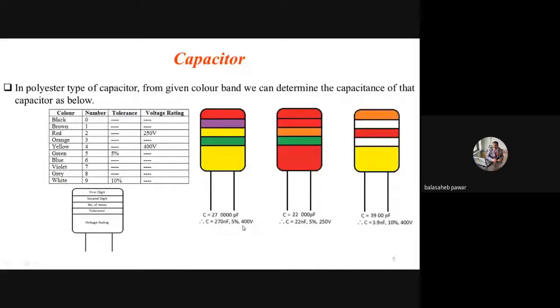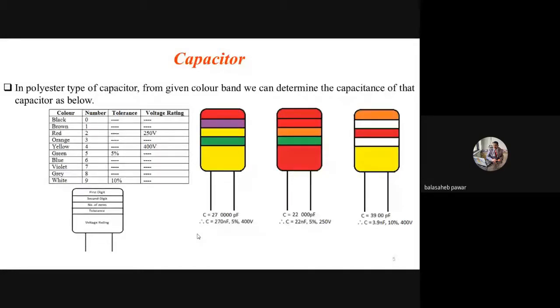So how will you write the details of this capacitor? The shown capacitor, as in the first example, is of 270 nanofarad with a tolerance of 5%. It may be plus minus, and its voltage handling capacity is 400 volts. So you can't use this capacitor if the available voltage is greater than 400 volts. Otherwise, it will burst. Remember this one, right?